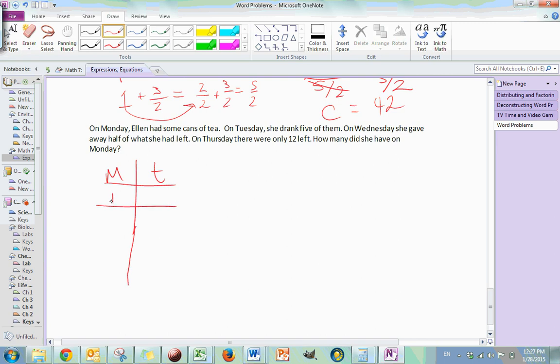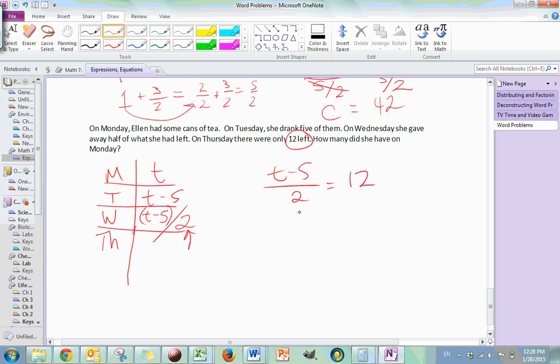On Tuesday, she drank 5. So t, then she subtracted 5. Wednesday, she gave away half of what she had left. That's t minus 5, and then divide the whole thing by 2. On Thursday, there were 12 left. So when she wakes up on Thursday, she still has this amount right here, and we're told that it's 12. So t minus 5 over 2 equals 12.